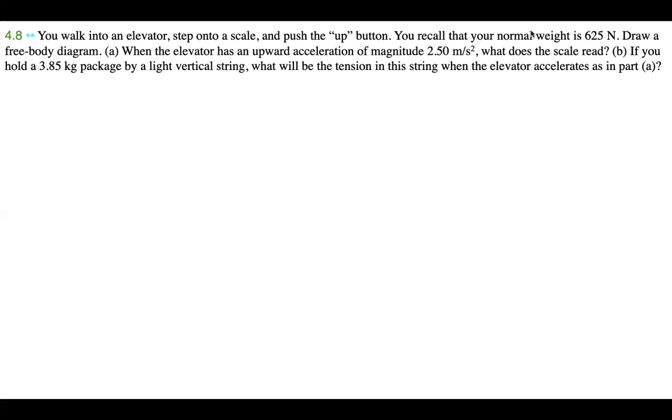You walk into an elevator, step onto a scale, and push the up button. You recall that your normal weight is 625 newtons. Draw a free body diagram. A, when the elevator has an upward acceleration of magnitude 2.50 meters per second squared, what does the scale read? B, if you hold a 3.85 kilogram package by a light vertical string, what will be the tension in the string when the elevator accelerates, as in part A?